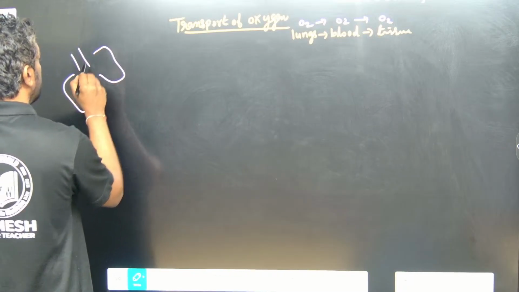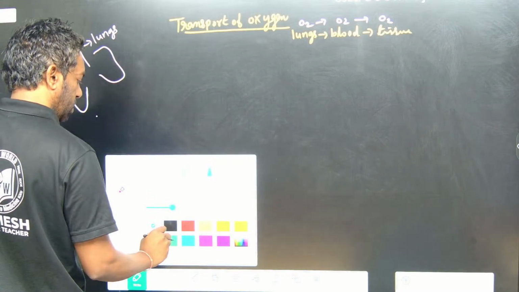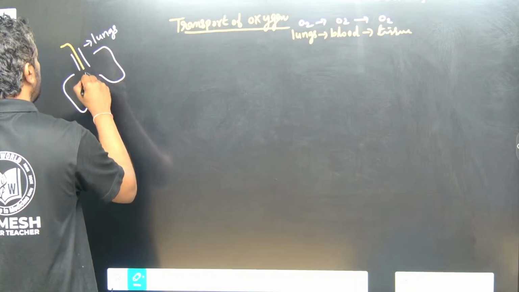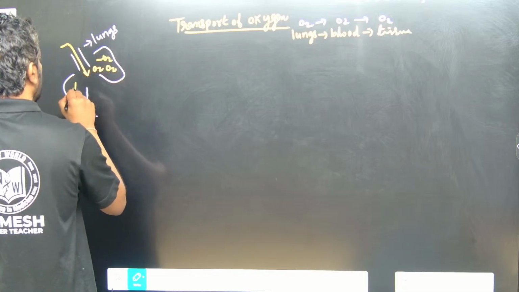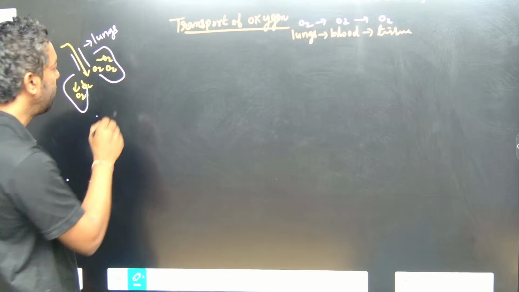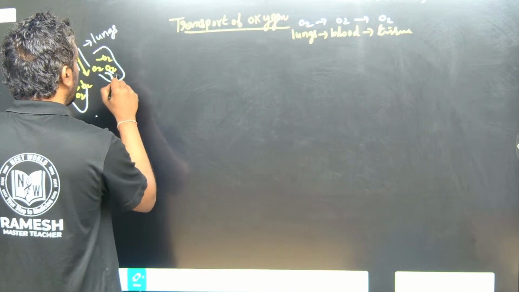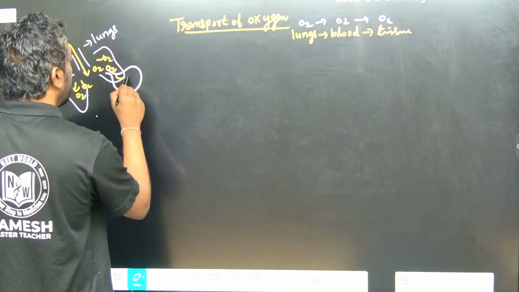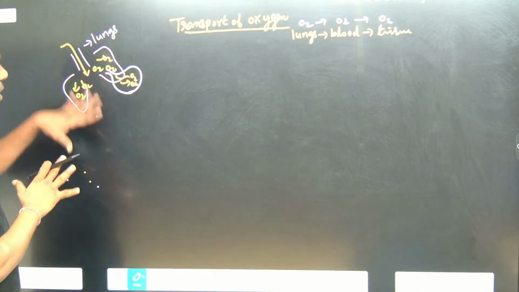This is the lungs. The oxygen enters into the lungs. In the lungs there is an alveolar sac. I have to take the alveolus in the lungs. Oxygen will reach the alveolus in the lungs. The sacs of the lungs are the alveoli.